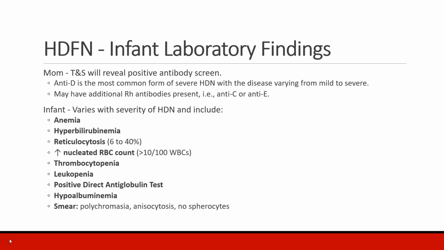For the mother, a type and screen will reveal the positive antibody screen. Anti-D is the most common form of severe HDFN, with the disease ranging from mild to severe. In addition to anti-D, we may also have anti-big C or anti-big E. For the infant, it varies with the severity of HDFN: anemia, hyperbilirubinemia, reticulocytosis, increased nucleated RBCs, thrombocytopenia, leukopenia, positive DAT, hypoalbuminemia, and on the peripheral smear you'll see polychromasia, anisocytosis, but no spherocytes.